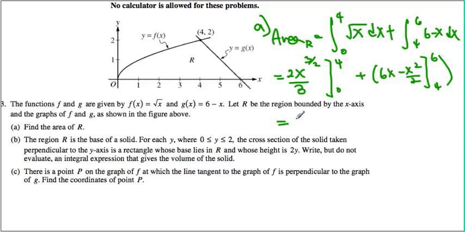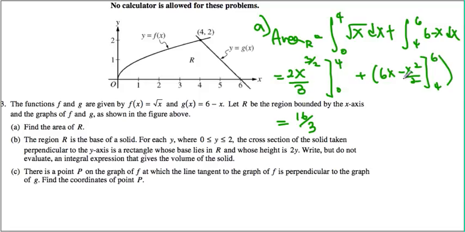Now, when you plug in 4, here we have square root of 4 becomes 2. To the 3rd power becomes 8. 8 times 2 becomes 16, so we end up getting 16 over 3. On the other hand, when you plug in 0, we realize that becomes 0, so we don't have to worry about that.